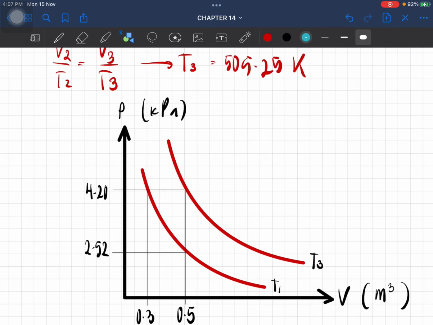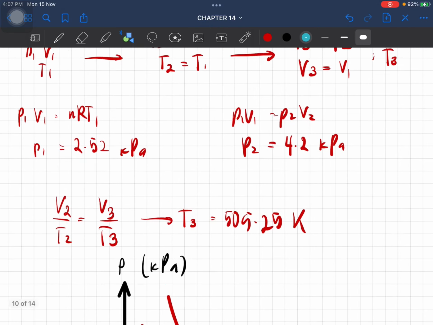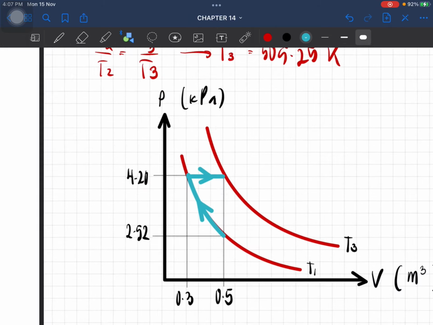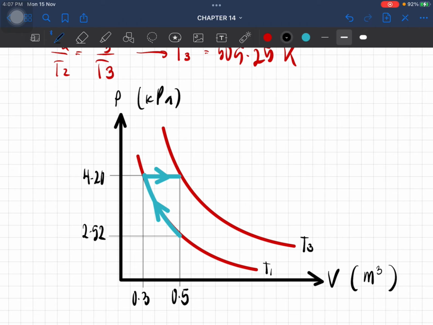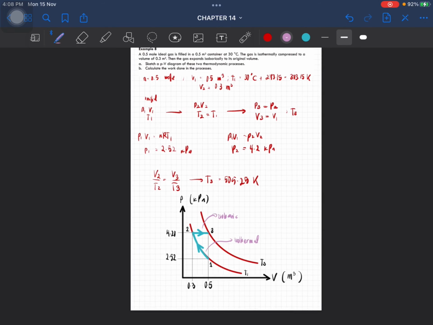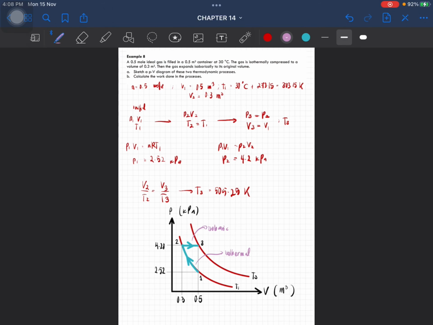First it undergoes an isothermal process. After that it undergoes an isobaric process. This is initial, this is number 2, this is final, number 3. So you can also label them. So this is isothermal, this is isobaric. Alright, so that is your PV diagram for these two thermodynamic processes.